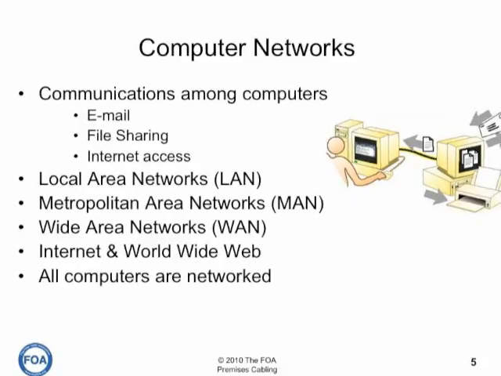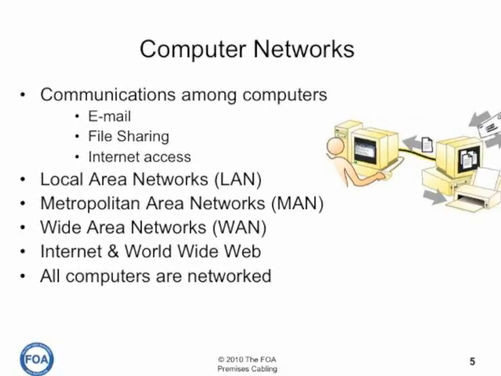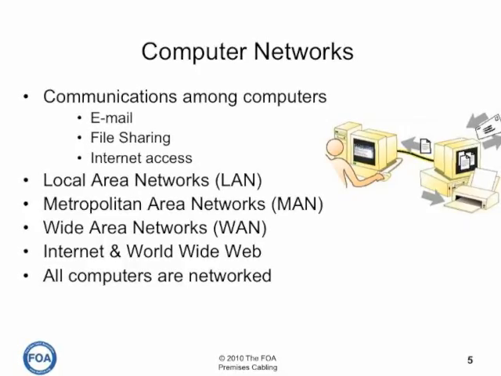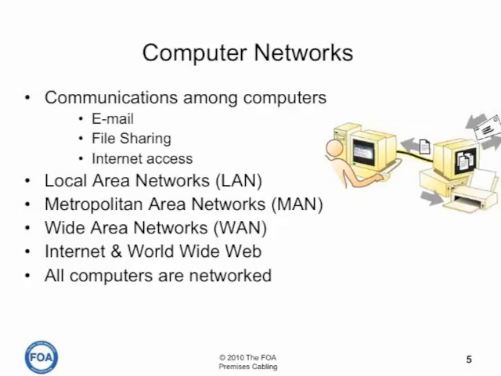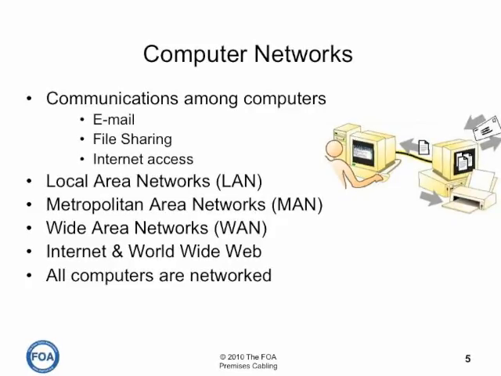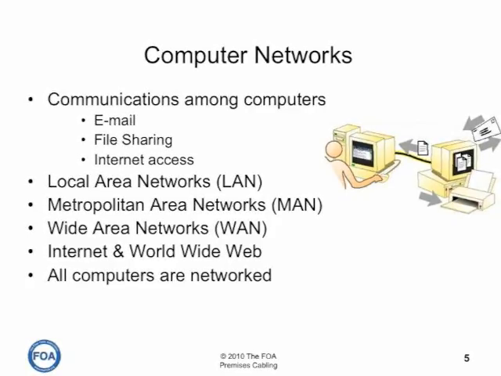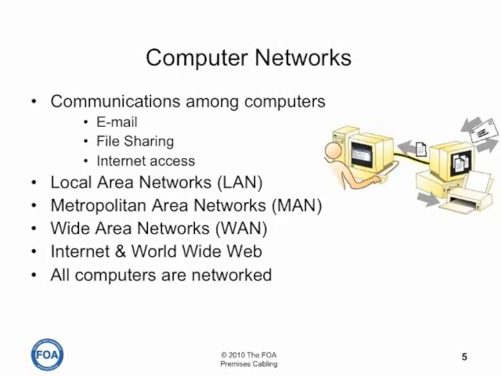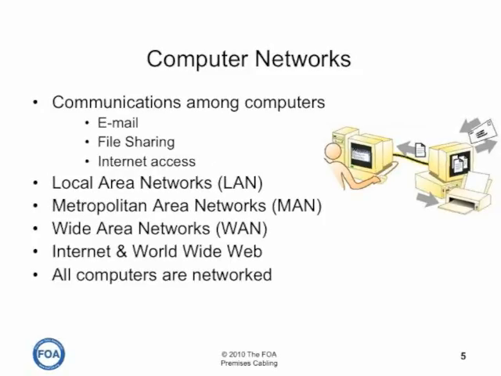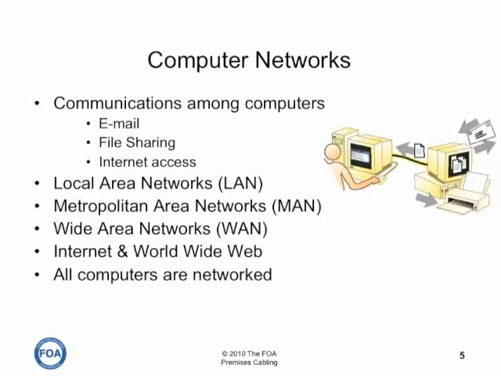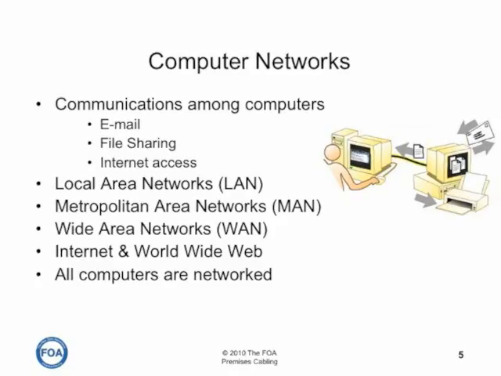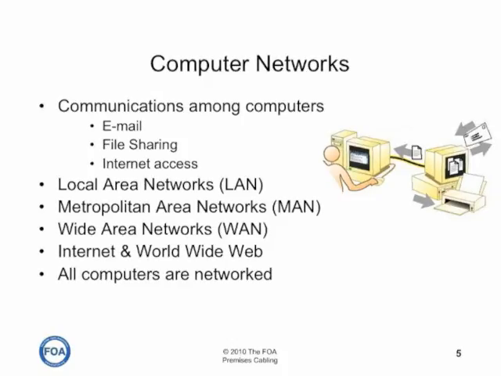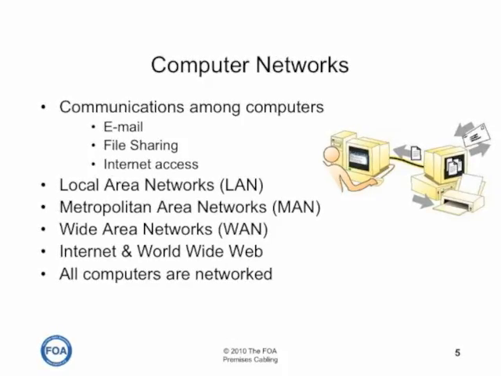Computer networks came into widespread use with the proliferation of PCs. They allowed communications among computers for email, file sharing, or internet access. Typically in a premises system, we have what we call a local area network, or LAN. But there are metropolitan area networks that work in cities and wide area networks like the internet or the worldwide telephone system. Essentially, all computers are networked and are used as communications devices.